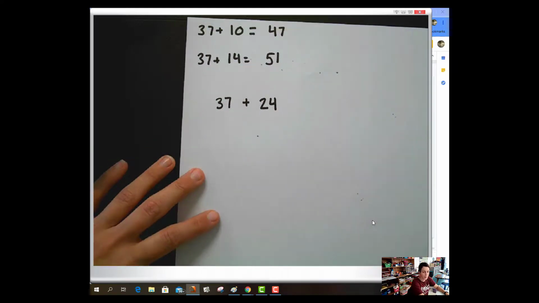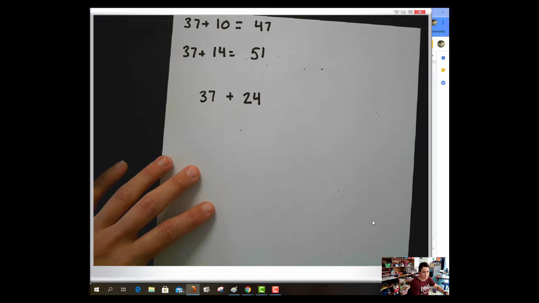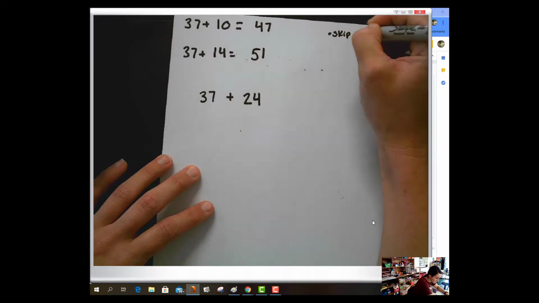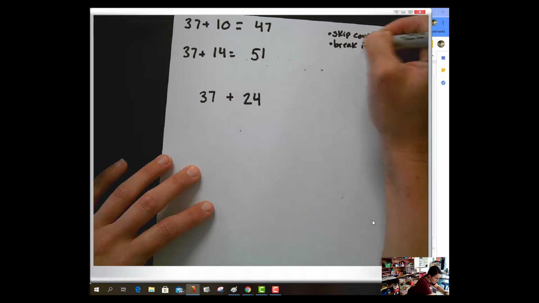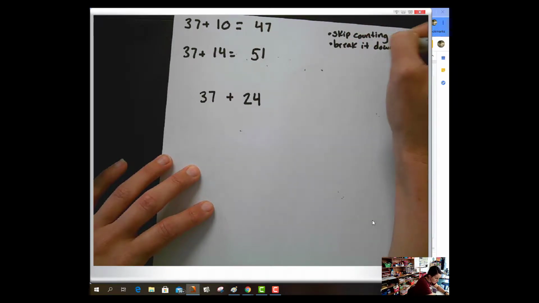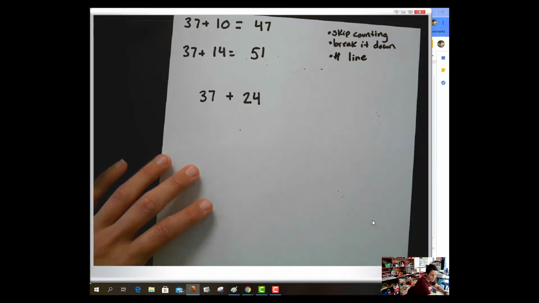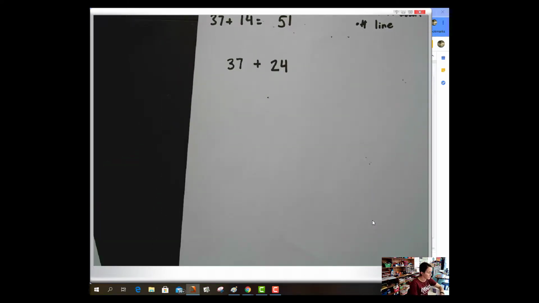Wow. How are you going to solve this? Don't panic. Like I said, they start off easier and they get harder. Don't forget the skip counting strategy. You could break it down. You could use a number line. But go ahead and pause the video and try and solve it for me. Alright, I'll show you just a few ways that I've seen it done before.